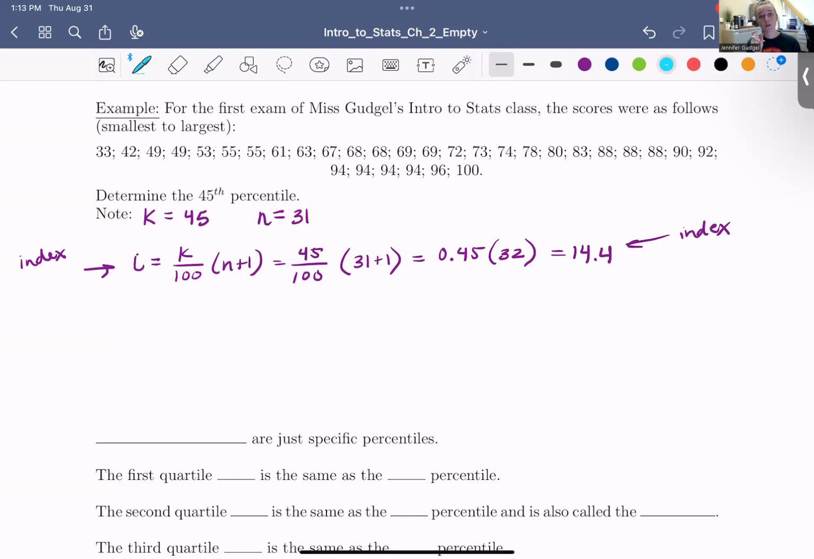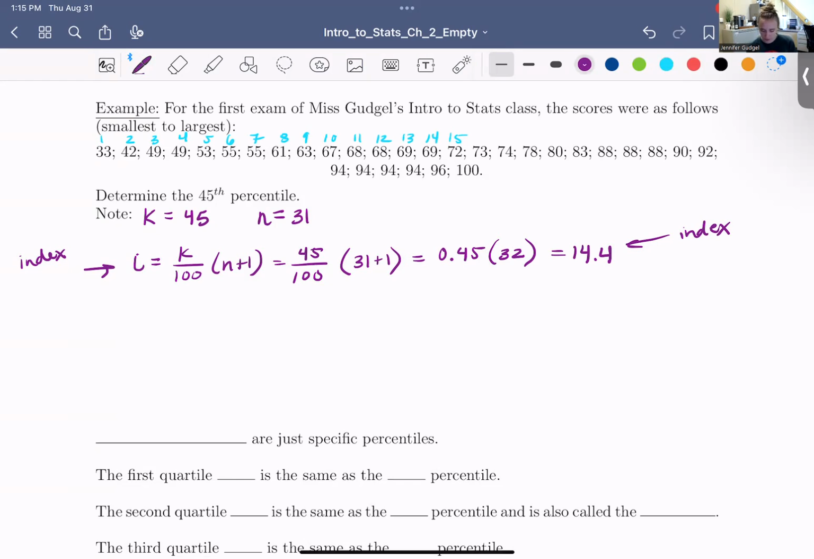Since it's not a whole number, we have the first piece of data, second, third, fourth, fifth, 6, 7, 8, 9, 10, 11, 12, 13, 14, and 15. So I said since it's not a whole number. If it had been a whole number, you just pull the corresponding piece of data to that place. 14.4 is not a whole number. It's between 14 and 15.